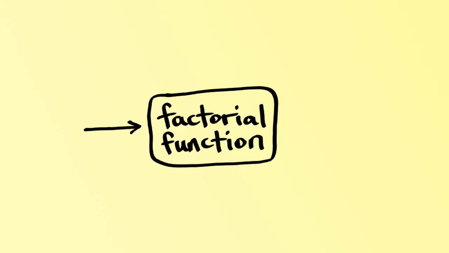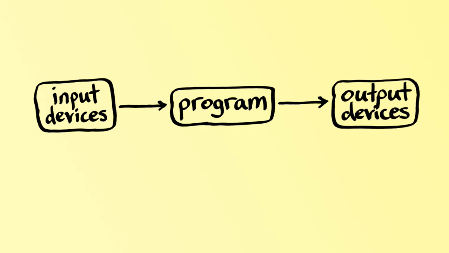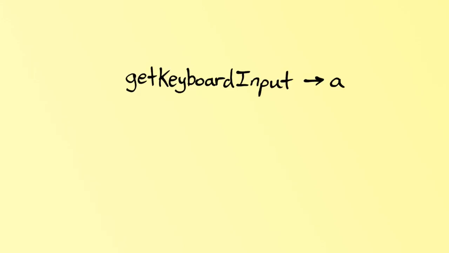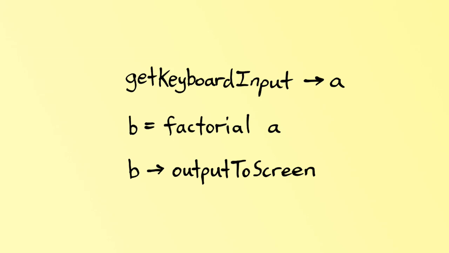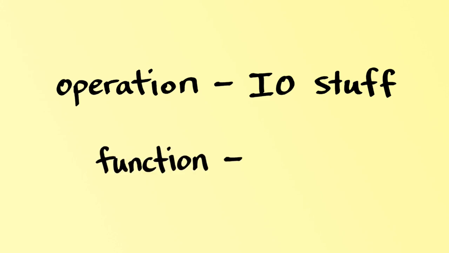We also use the words input and output when talking about functions. For example, when you give the factorial function an input of 5, it gives you an output of 120. If a program takes input from input devices or gives output to output devices, then it's doing I/O operations. For example, let's say we have a program which asks the user to type in a number, then computes the factorial of it and displays the result to the computer screen. The reading from the keyboard is an input operation, and the writing to the computer screen is an output operation. Let's stick with the word operation to refer to I/O stuff, and function to refer to stuff we've already been calling functions, which are not directly doing I/O.